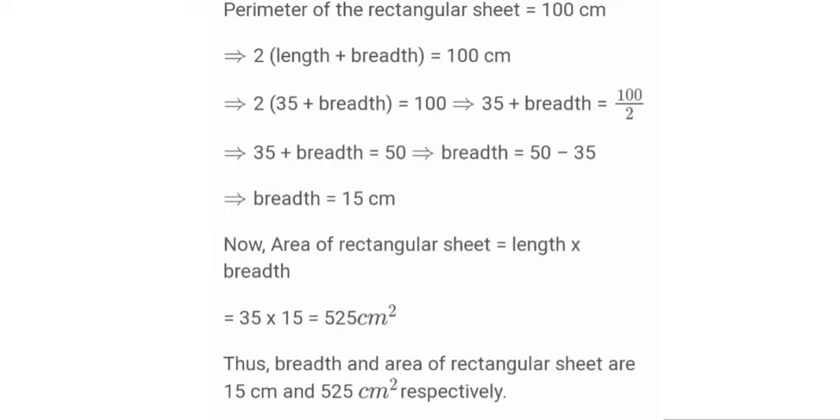So now we have to find the area also. So area of rectangular sheet is equal to L into B. So 35 into 15, answer is 525 centimeter square. So the breadth and area of the rectangular sheet are 15 centimeter and 525 centimeter square. Now see question number 5.